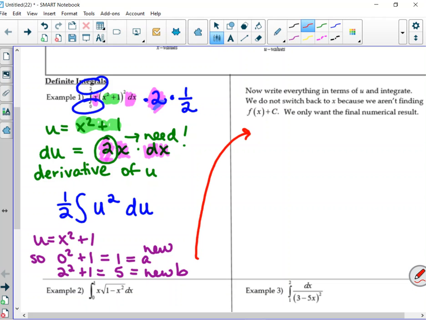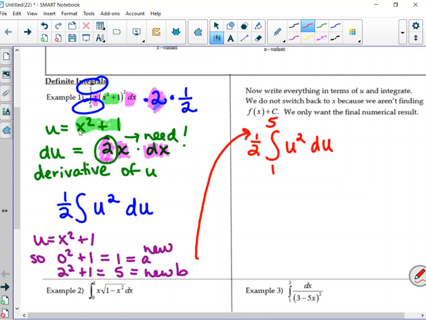So I'm going to come over here. I'm going to put the 1/2 down. I'm going to put the u squared du down. But watch out, top and bottom of my integral, a 1 and a 5. Everything has to change. If I'm going to write the problem in u format, all the numbers have to match that format. So the 0 and the 2 had to change.